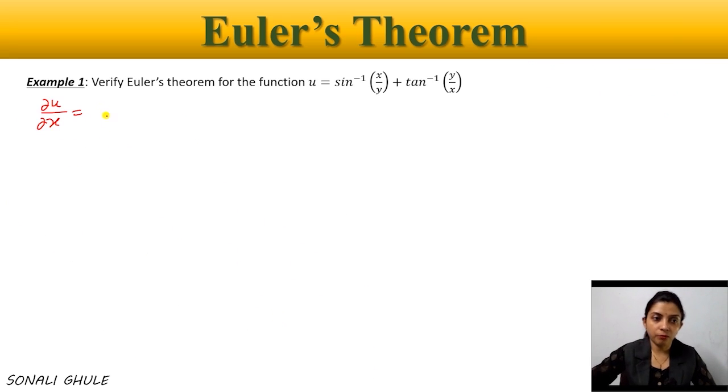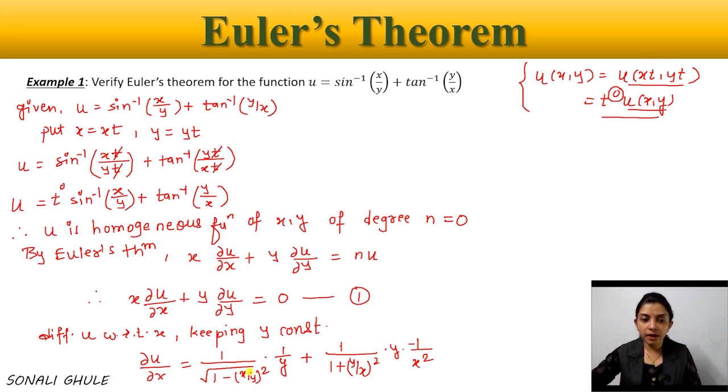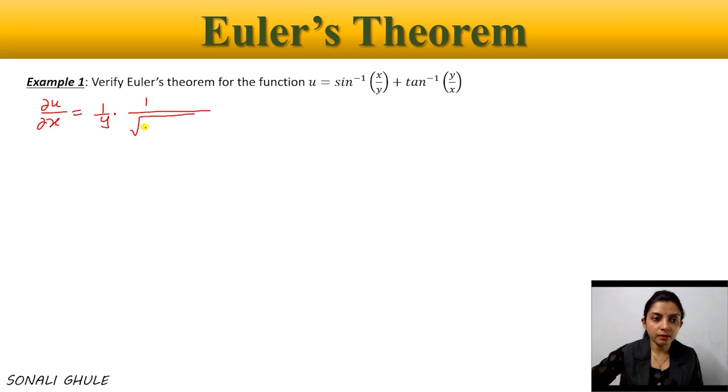Yes, 1 upon y into 1 upon under root. If I cross multiply the terms, solving this square, if I do the x upon y whole square and then cross multiply the terms, what I will get here is y square minus x square upon y square, and this y square will go in numerator. So here I can write y square minus x square into this y.